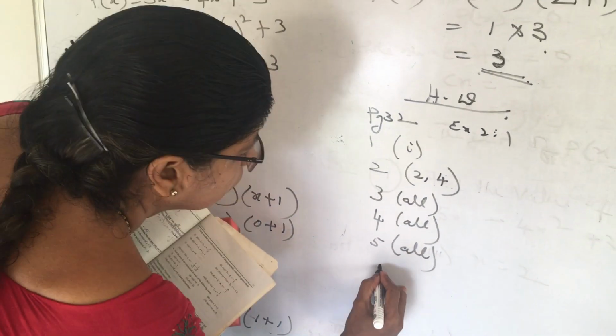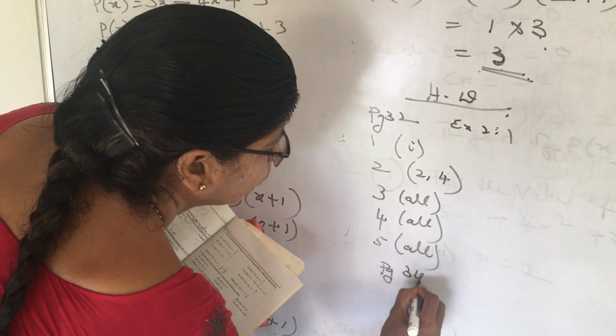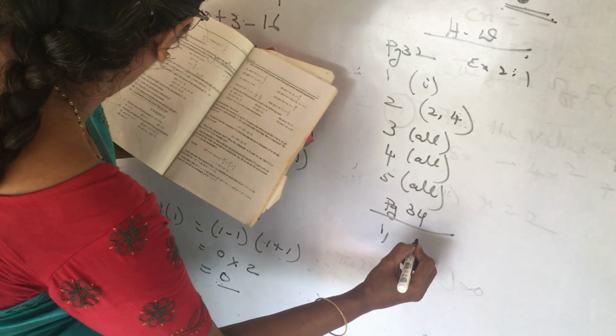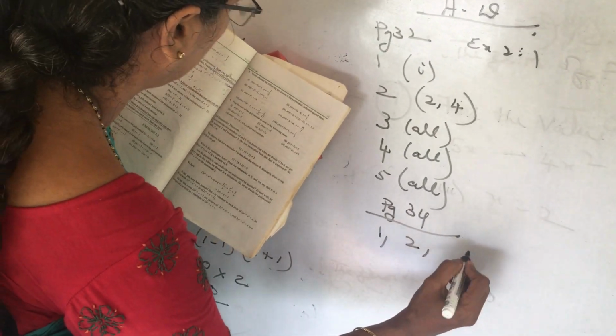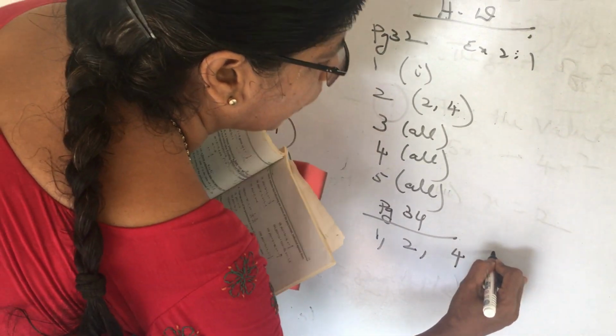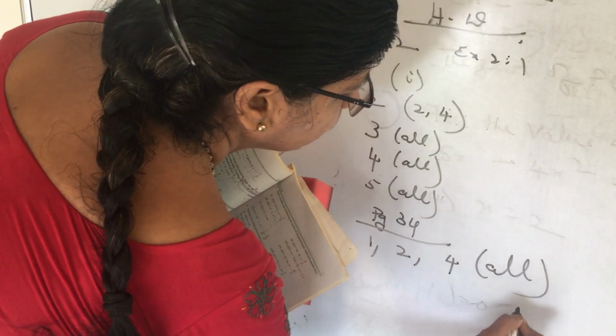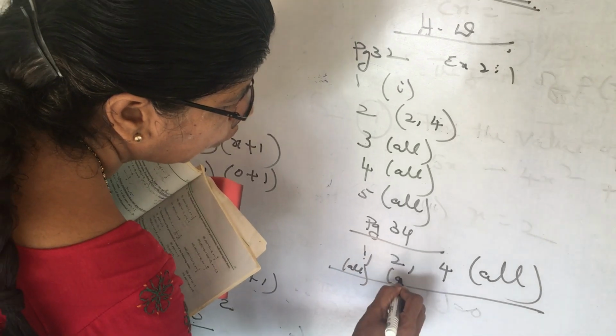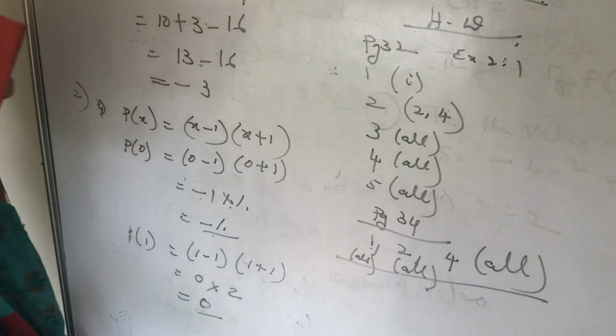Page number 34. First Roman number, second Roman number, fourth Roman number, all. 1 all, 2 all, 4 all.